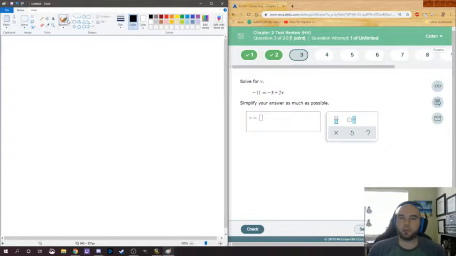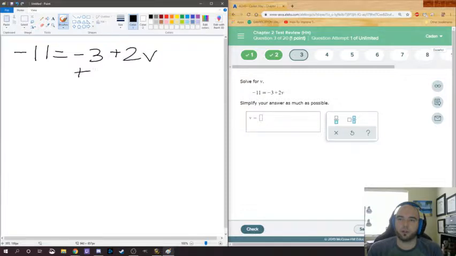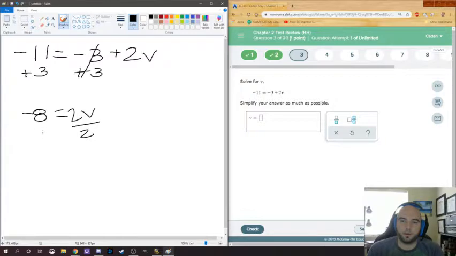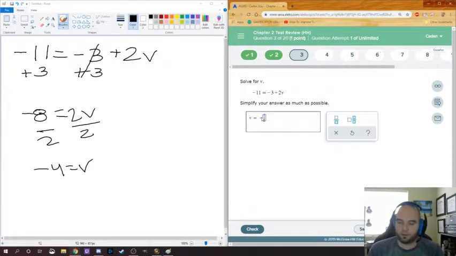Although the basic ones can include what I had a second ago, which had a lot of positive stuff. This one has more negative things in it, so be careful with your signs and all that. So here's a very similar problem. First I'll get rid of this 3. I'll add it. Be careful. This is calculator work if you're not sure. Negative 11 plus 3 is negative 8. 2v equals negative 8. Divide by 2. Negative 4 equals v. So my answer, v equals negative 4.